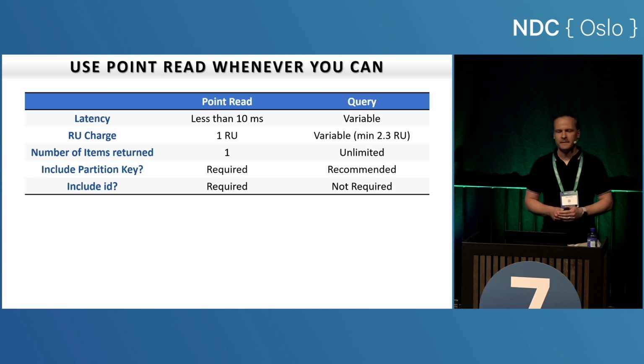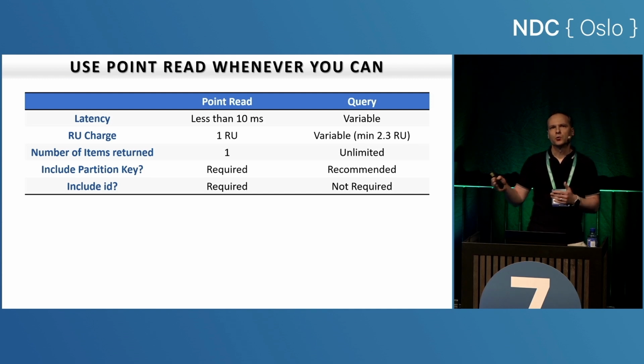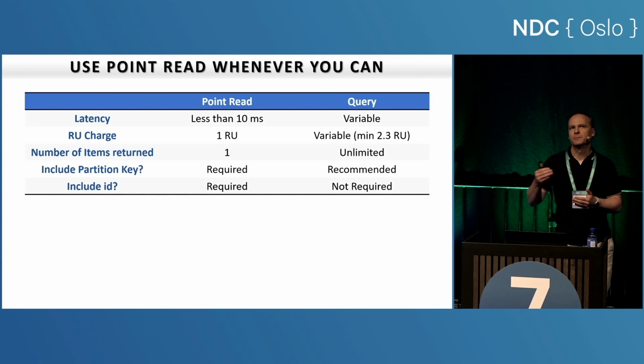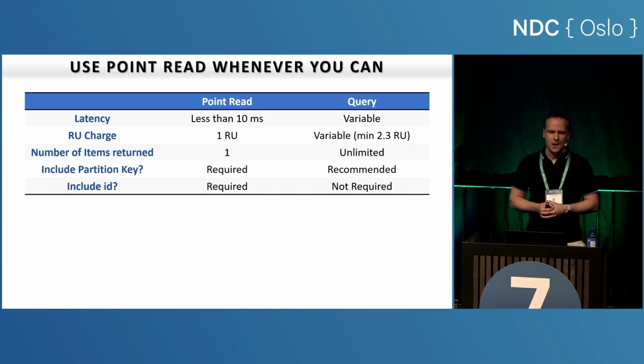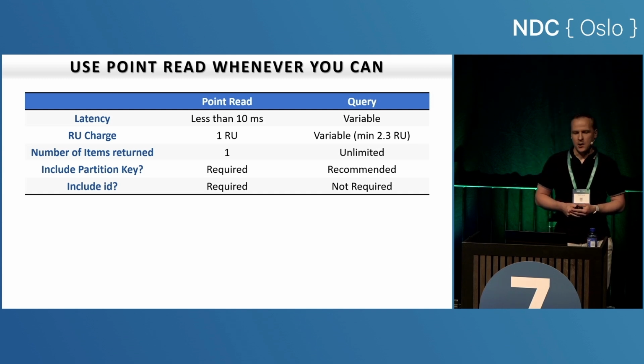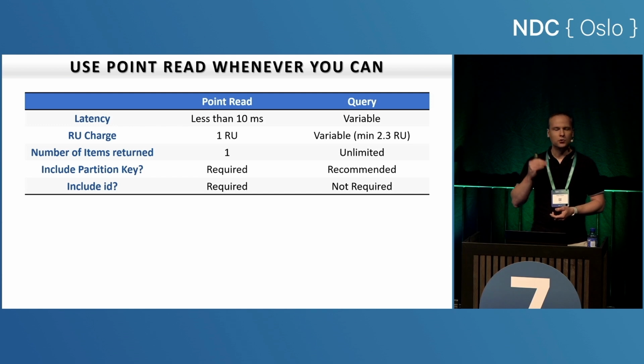Point read is the fastest and cheapest way to read data. You can read the data by point read or query. When you read the data by the query, you are actually running an execution plan. That's why when you look at the RU charge here, it's almost like 3 times more than point read. But point read, you must have the partition key and the document ID for it to work. In the query, it's highly recommended to have the partition key, but you don't have to. And you don't have to do anything with the ID.